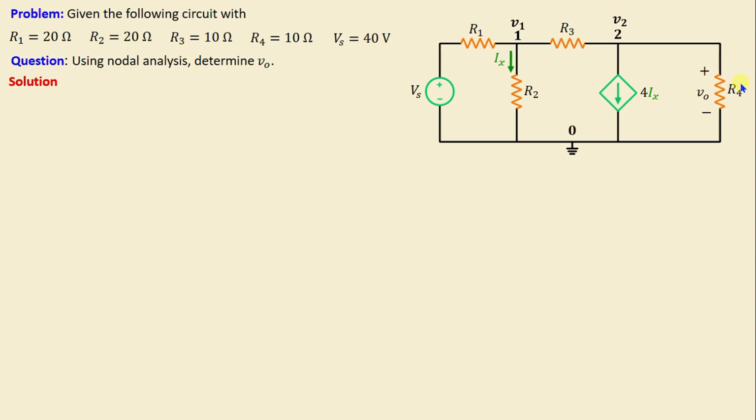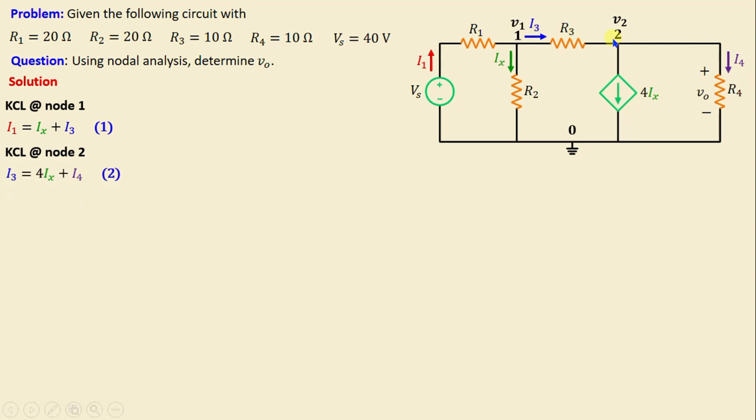Let's now assign arbitrarily the currents in each branch, and I will consider I1 is the current through the resistor R1, and I3 is the current through the resistor R3, and I4 is the current through the resistor R4. Next, we will proceed to apply Kirchhoff's current law in each node. Let's start first with node 1. By applying Kirchhoff's current law at node 1, we can write I1 is equal to Ix plus I2. Let's move on now to node 2. By applying Kirchhoff's current law at node 2, we can write I3 is equal to 4Ix plus I4.